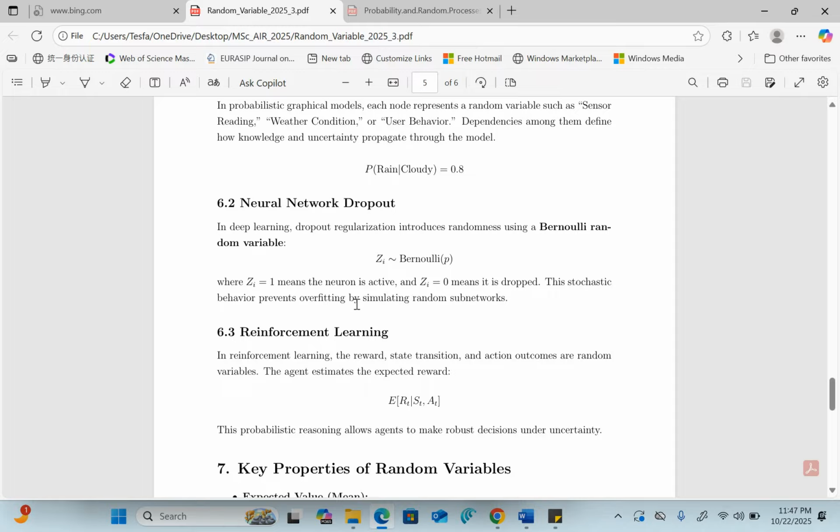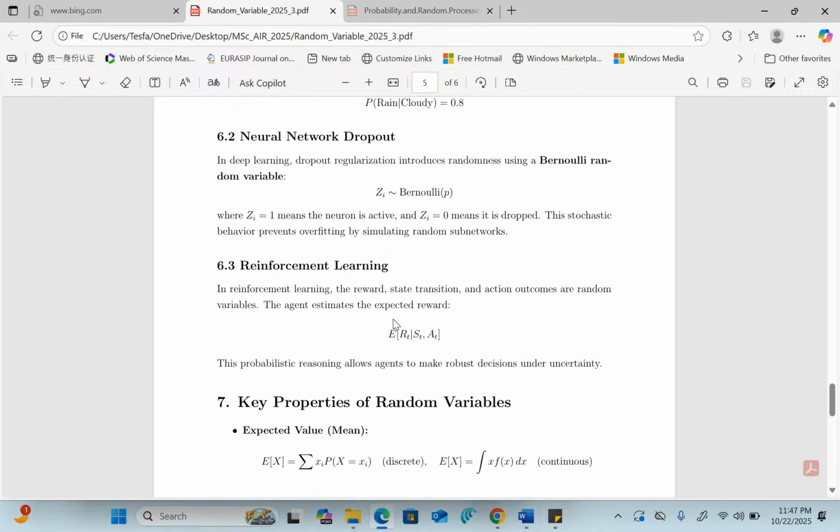By the way, this is true also in an artificial neural network. Where the neuron is active, it will be 1. Otherwise it is 0, that means it dropped. That means the neuron is no longer able to learn from the set of neurons. Then this stochastic behavior prevents overfitting by simulating random subnetworks.